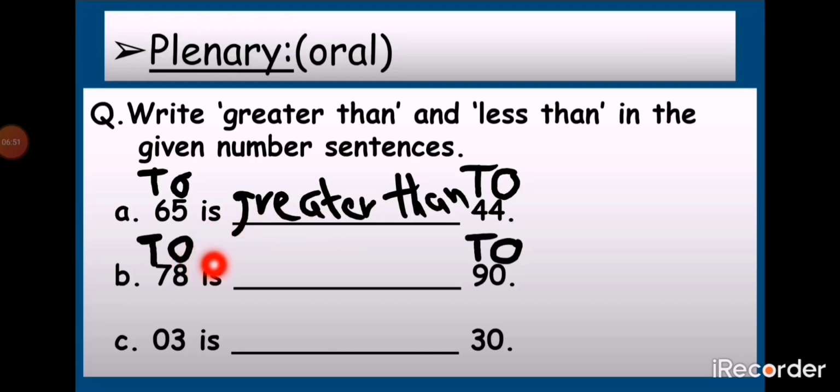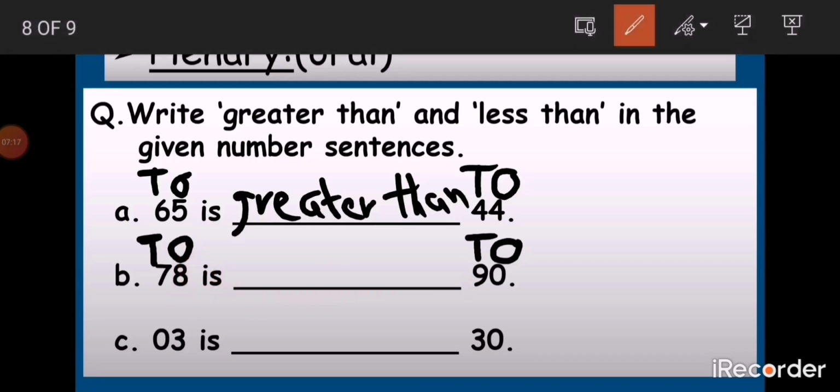Now compare them. Compare the ones first. In 78 there are 8 ones. In 90 there are 0 ones. It means 78 has more ones than 90. Now compare the tens. 78 has 7 tens and 90 has 9 tens. It means 7 tens are less than 9 tens. So in short, 78 is smaller than 90, or we can say 78 is less than 90. So we'll write less than here.